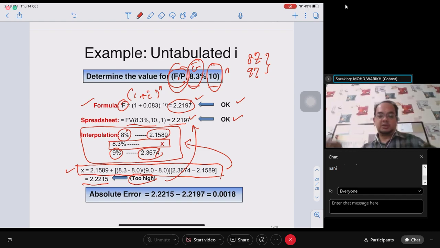So hopefully you use the interpolation based on this one. You have to remember the steps of doing the interpolation. For the difference of only 0.0018, okay, no problem at all.